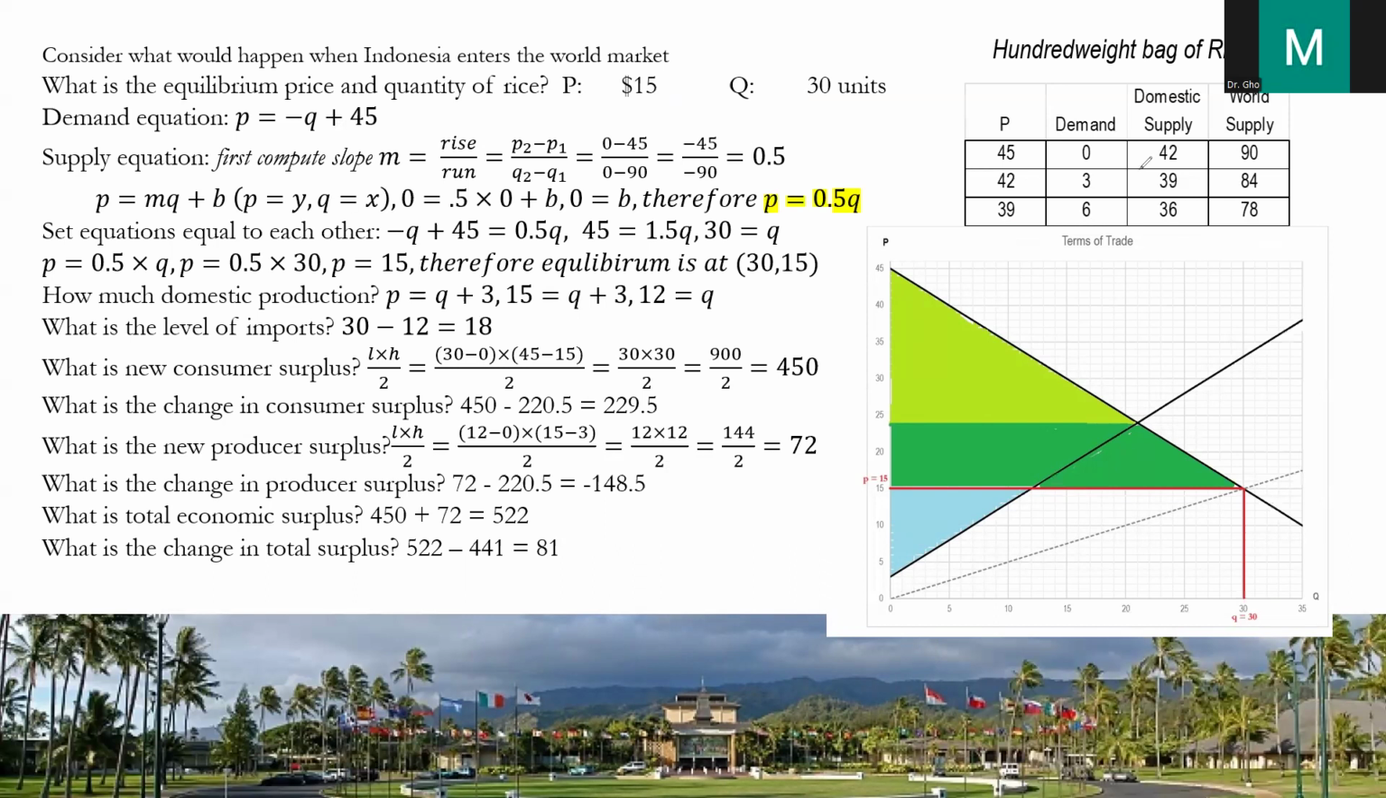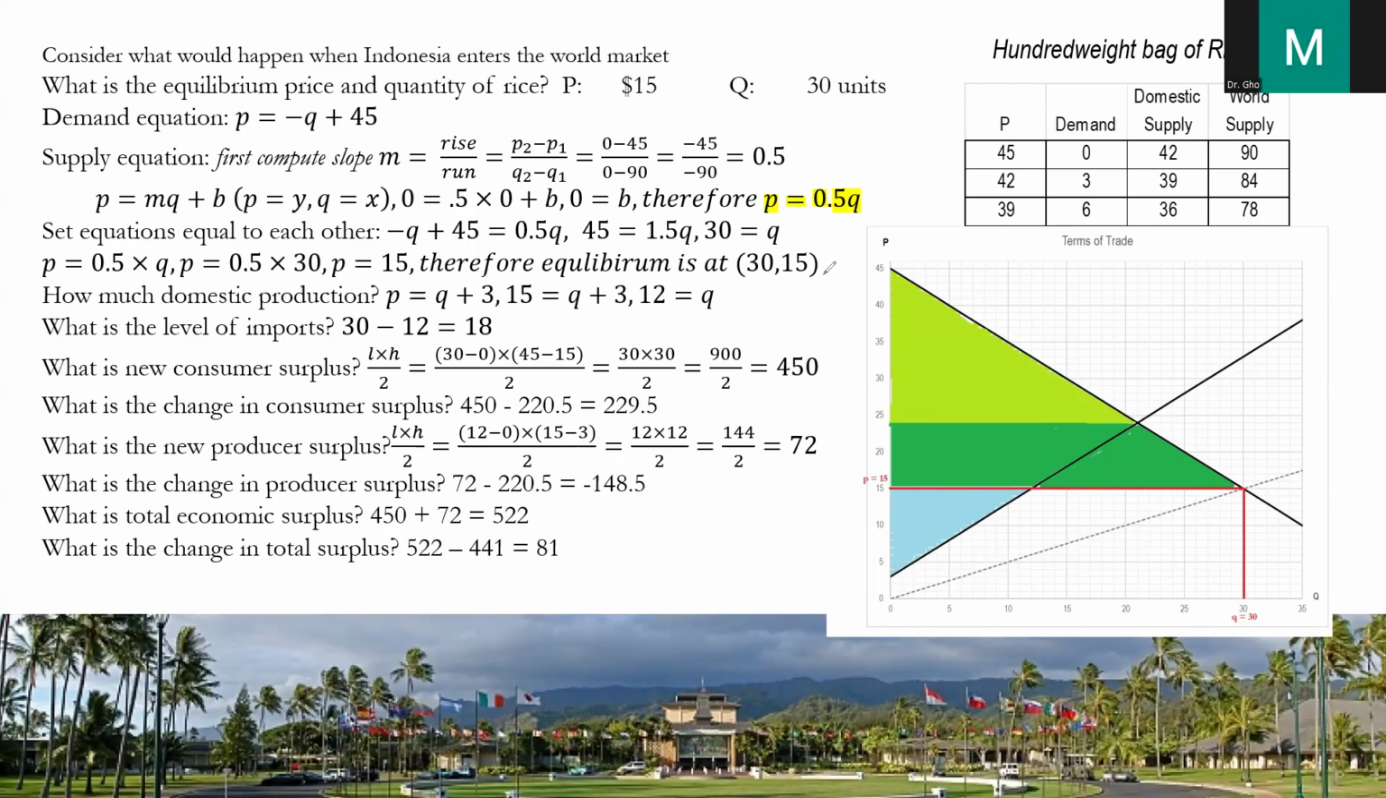We plug that into one of these points in here, which might be easiest right about here, which gives us price equals 0.5 times Q. It goes right through the origin. And based off of that, we can set the equations equal to each other and get what we already got from the schedule.